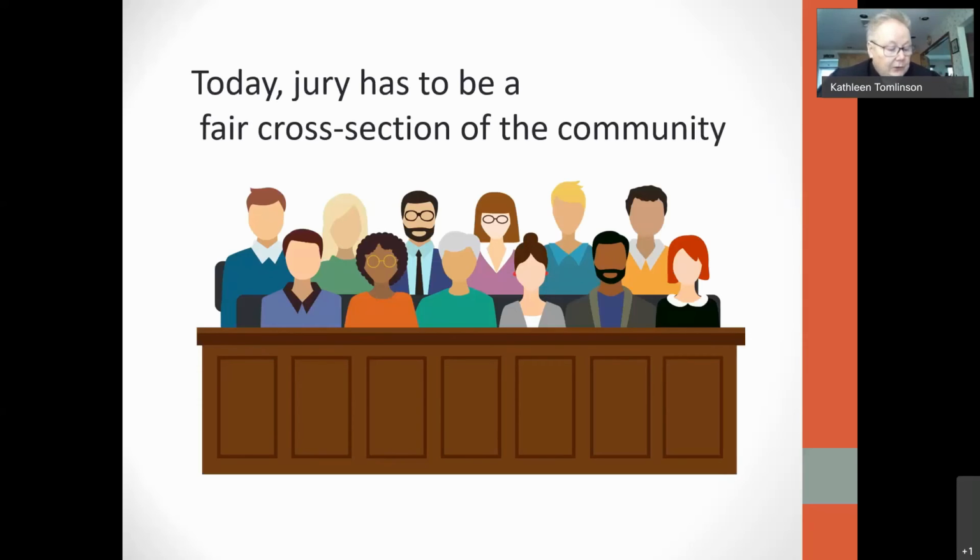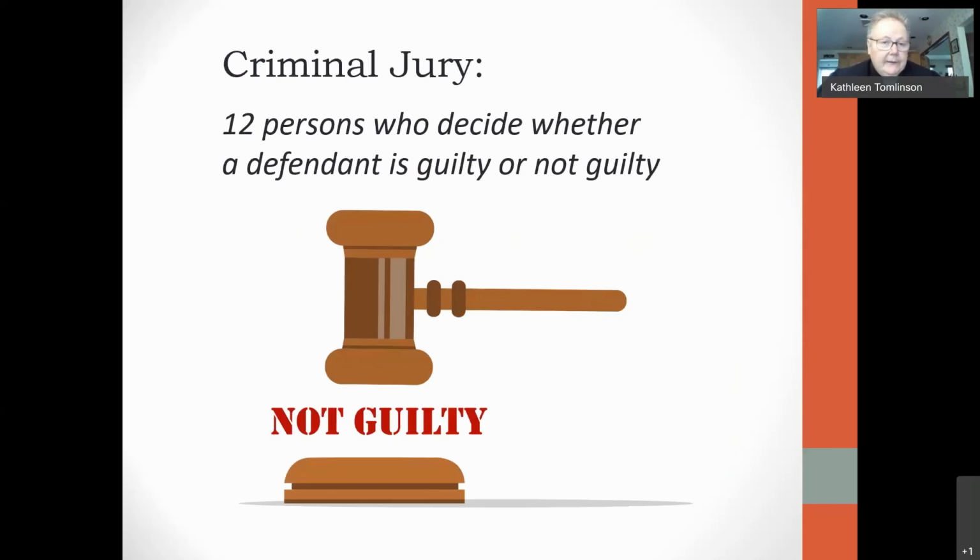So we're focusing on 2 types of juries today. The first one, a criminal jury, consists of 12 persons who are called upon to serve in a case where an individual has been charged with a crime. Those individuals are responsible for deciding whether that person is guilty or not guilty.